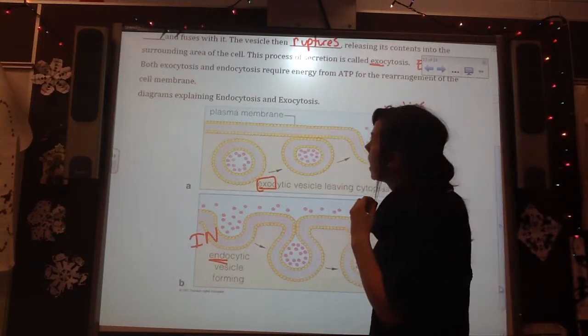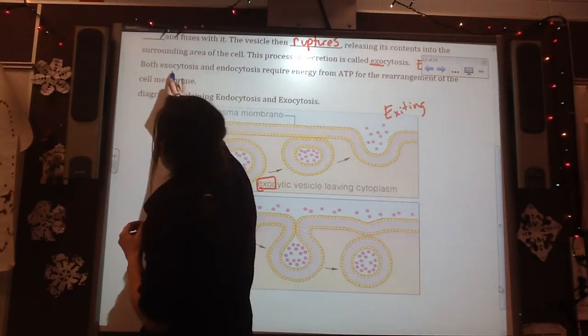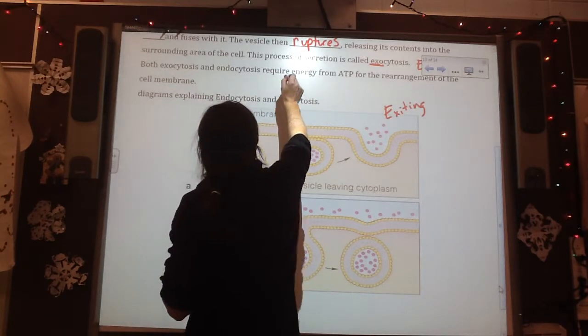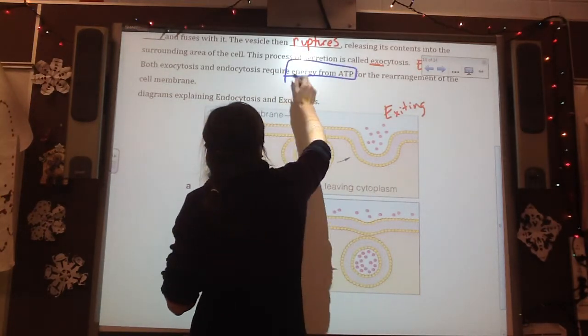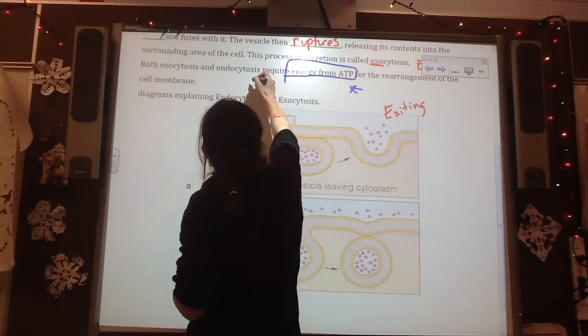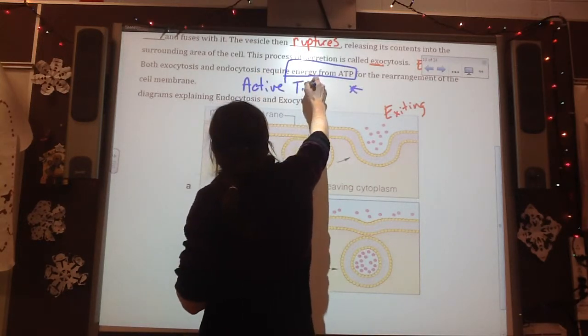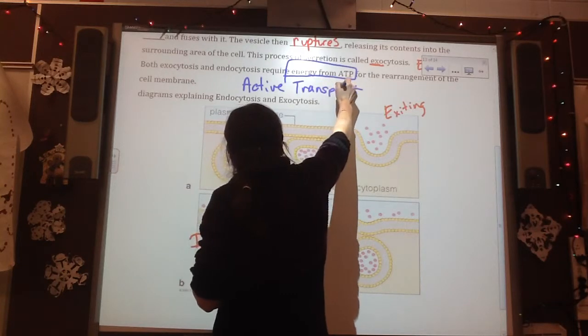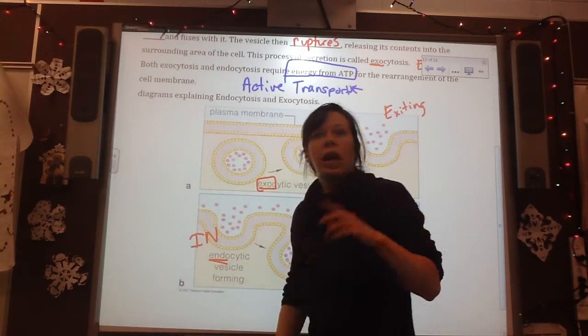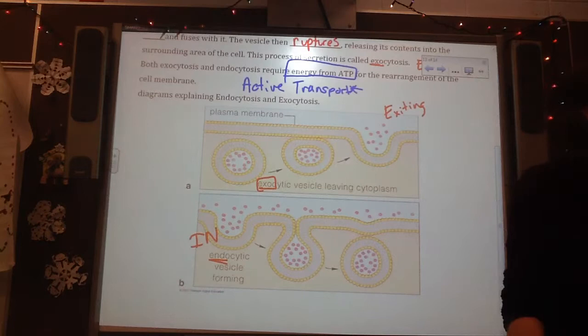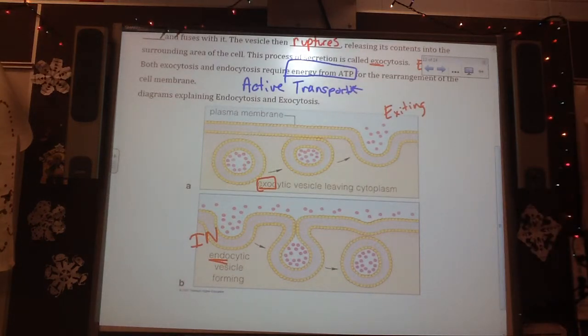Now, one last thing here. Both exocytosis and endocytosis require energy from ATP, so that means that it is active transport. So that's our last thing that we put into our summary sheet then.